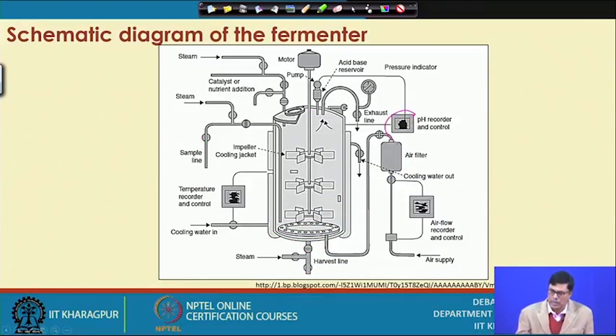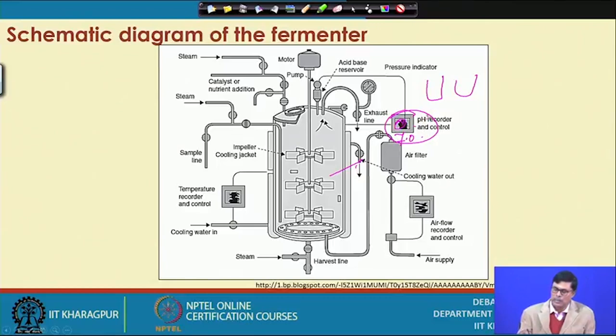So this is the pH recorder with the help of the pH probe. This is connected with the recorder, and you can record the pH. This is again connected with an acid tank and an alkali tank. Suppose you set a particular pH, say pH 7, if you want to operate at neutral.